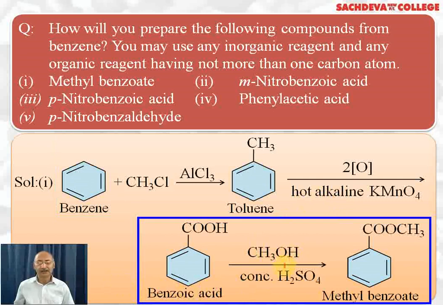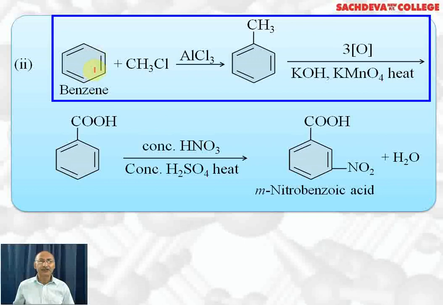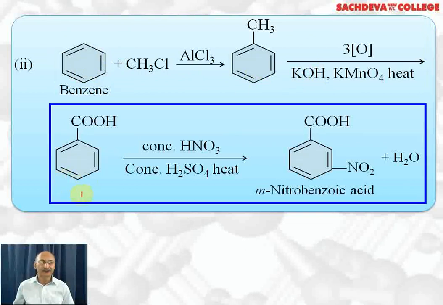Benzoic acid reacts with methyl alcohol in the presence of concentrated sulfuric acid. OH from acid, H from alcohol will be removed. We'll get methyl benzoate. Second conversion, we want benzene to meta-nitrobenzoic acid. First, we want benzoic acid, so convert benzene to toluene by Friedel-Crafts alkylation, oxidize with alkaline KMnO4 to benzoic acid. Now carry out nitration using concentrated nitric acid and concentrated sulfuric acid. On heating, we'll get meta-nitrobenzoic acid. Carboxylic acid being an electron withdrawing group, it will be meta-directing towards electrophilic substitution reaction.